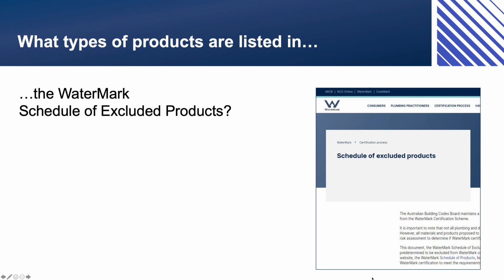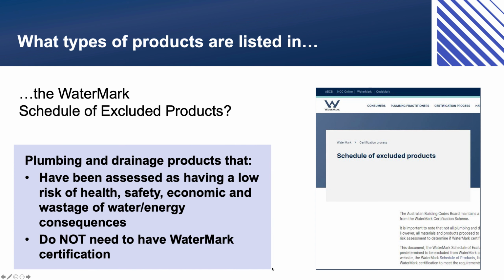So let's review our knowledge so far of WaterMark. What types of products are listed in the WaterMark Schedule of Excluded Products? Just because a product doesn't need WaterMark certification, it doesn't mean that it doesn't have to meet any standards at all. Such products still have to be fit for purpose under the PCA and show appropriate evidence of suitability in line with Part A5 of the NCC governing requirements. The WaterMark Schedule of Excluded Products lists plumbing and draining products that have been assessed as having low risk of health and safety, economic and wastage of water or energy consequences. These products do not need to have WaterMark certification.